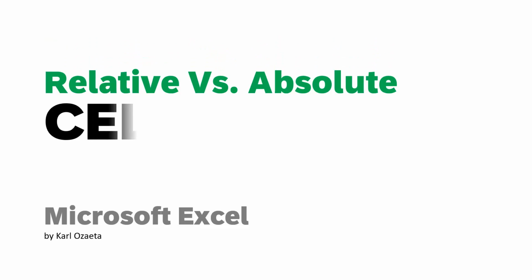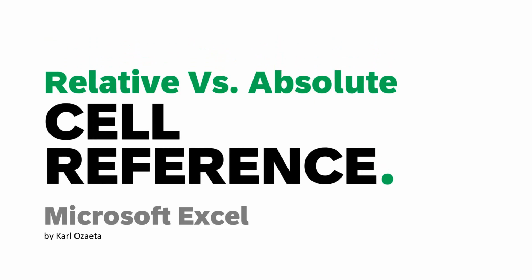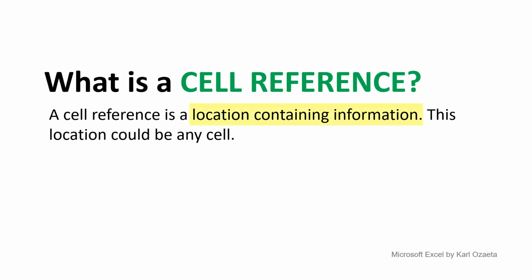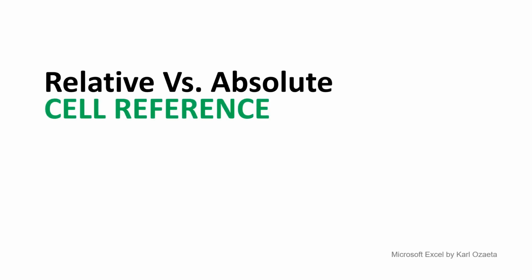In today's video, I'll be showing you the difference between relative and absolute cell references in Microsoft Excel. Let's get started. What is a cell reference? A cell reference is a location containing information. This location could be any cell. What is the difference between relative and absolute cell references?